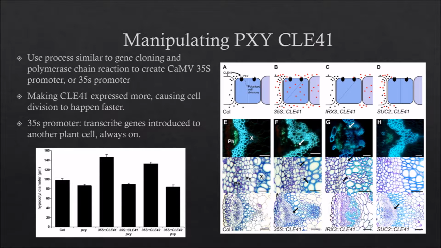Scientists use a process similar to gene cloning, which I'll explain in another video, and PCR to create 35S promoter. This would cause cell division to happen faster. 35S promoter helps transcribe genes that are introduced to another plant cell. Scientists also use 35S promoter in every GM crop because of the fact it is always on and because of how strong it is.